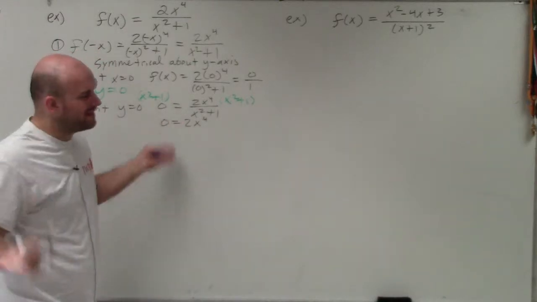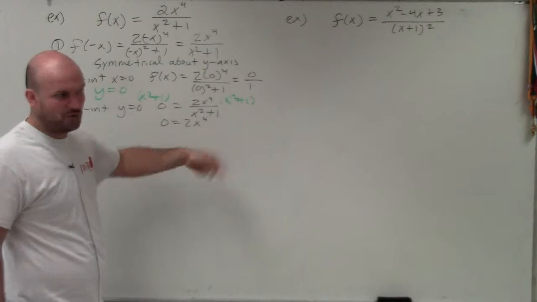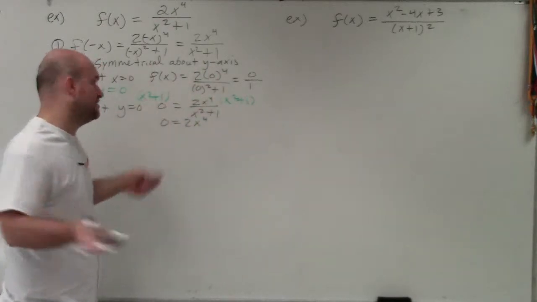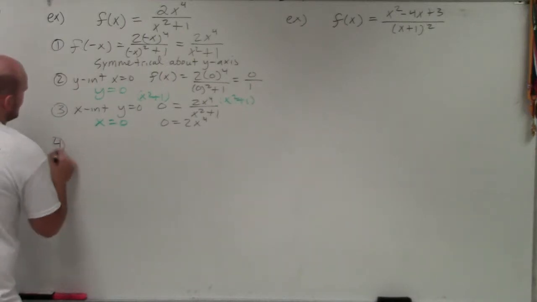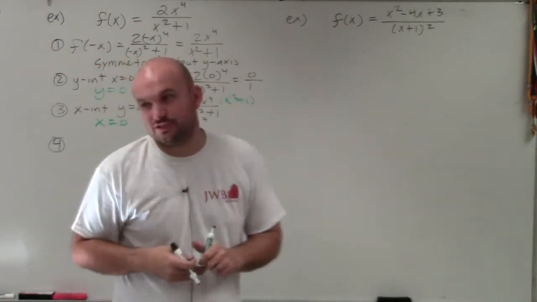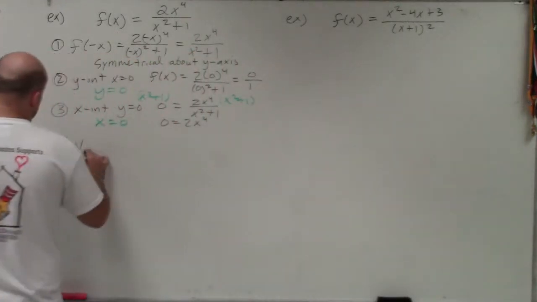When you go ahead and solve, I'm not going to go through the inverse operations. You divide by 2 on both sides, you get 0 equals x to the fourth. You take the fourth root on both sides, and you get x equals 0. The reason why I'm not doing that is I'm just trying to move forward a little bit for these graphs. Step number 4 is determine the vertical asymptotes.